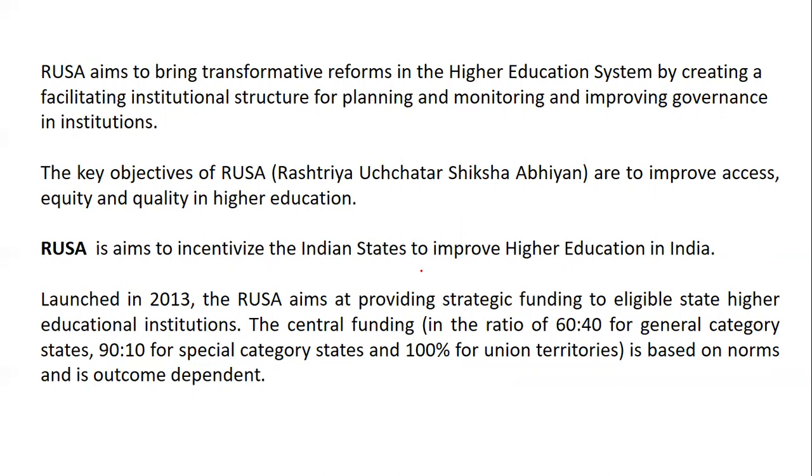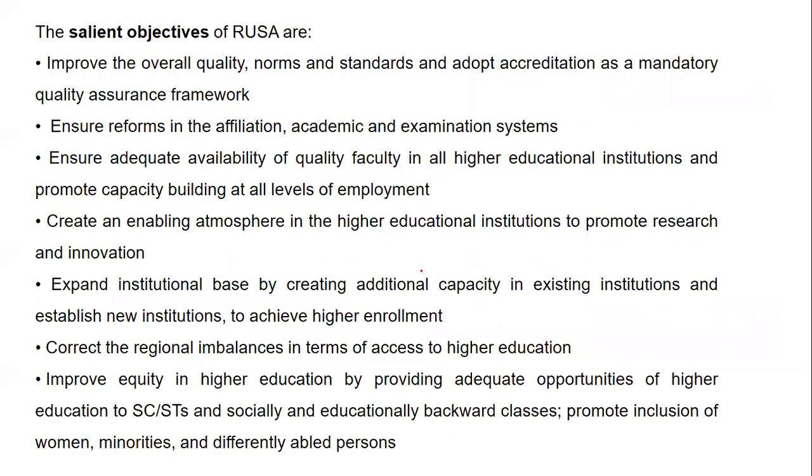It was launched in 2013, and it helps to provide education institutions with funds. If it is a general category, the funding is 60-40, and if it is a special category, it is 90-10, based on the norms and the outcomes. Then we have the features. Now we need to just understand the features.